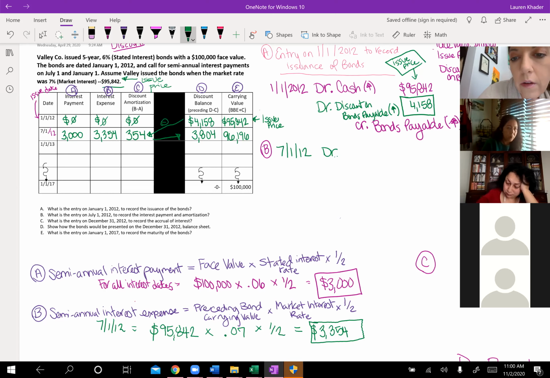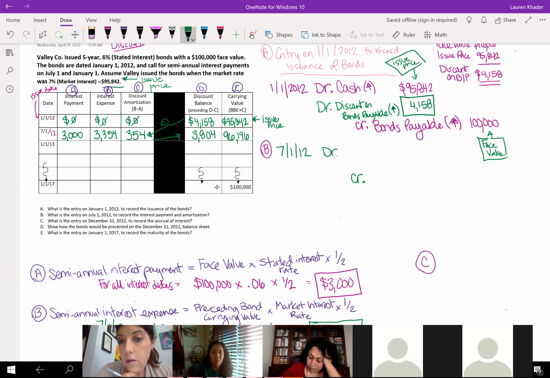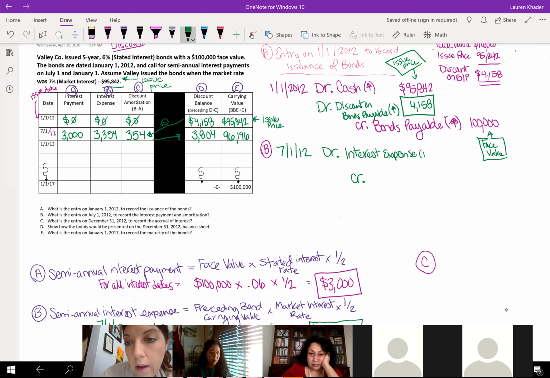So we're going to have one debit, skip a space, and write a credit. And on July 1st, 2012, we're paying out interest. So we're incurring interest expense. So we're going to debit interest expense. Increasing interest expense for what amount? 3,354, which comes from column B.